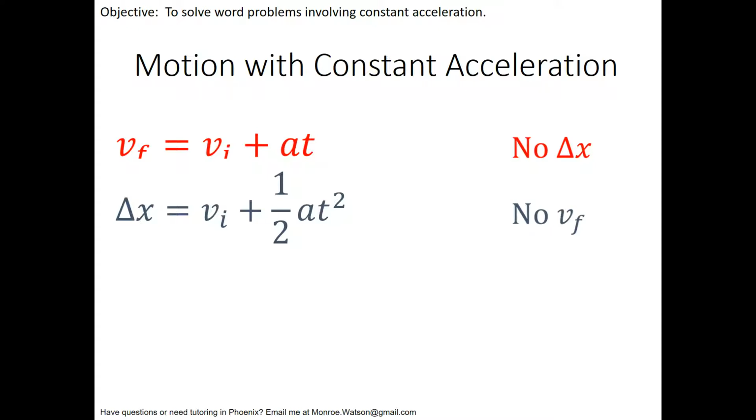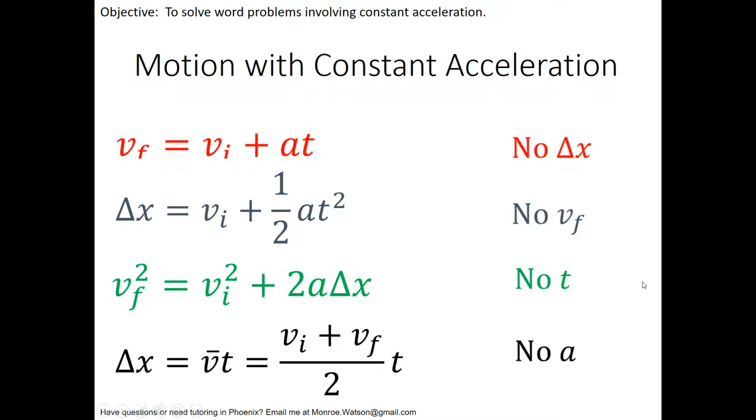The second one is going to be my change in position is equal to the initial velocity times time plus 1/2 a t squared. And I'm going to use that one when I don't have a final velocity. The next one is going to be my v final squared is equal to my initial velocity squared plus 2 times a times delta x. And when I don't have time, that's when we're going to be using this one. And the fourth and final one here is I've got my delta x is equal to this v-bar over the v. Remember that?